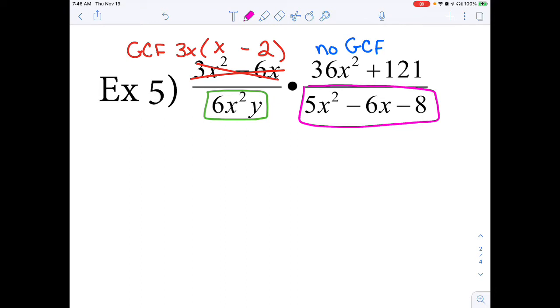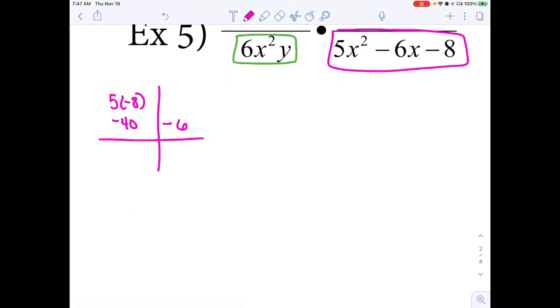If I were you, I would really pause the video, try factoring it on your own, and come back and check with my answer. So I would do 5 times negative 8, which is negative 40, and they need to add to negative 6. So I need two magic numbers. The magic numbers need to multiply to negative 40 but add to negative 6. I'm thinking negative 10 and 4 fit the category. They multiply to negative 40 and they add to negative 6.